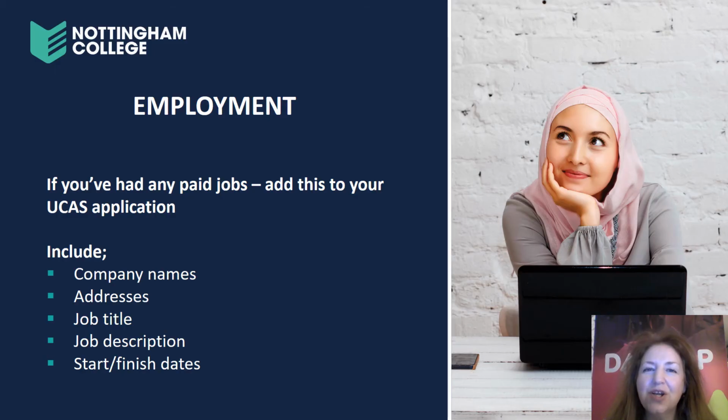Make sure you include any paid employment in the employed section. Anything voluntary that you've done goes into the personal statement, but in this section you want to list anything paid, and that is going to include details about your employer, what the job was, what your role was, and any start and finish dates. If you can't remember those precisely, don't worry, just try and remember as best you can and put those dates down.